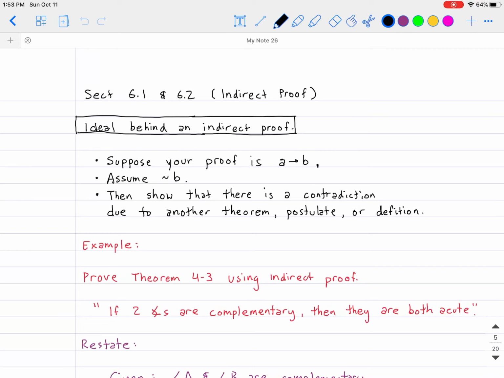Hello everybody, welcome back. Today we are going into chapter 6 of our textbook, and here is what we're going to be learning today. The lesson is going to be on something called indirect proof.